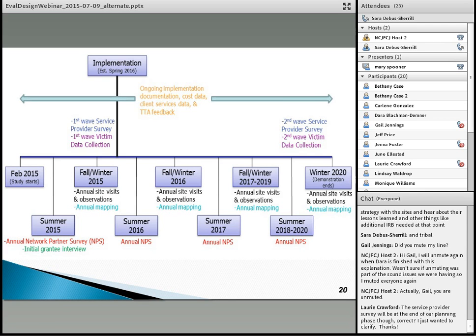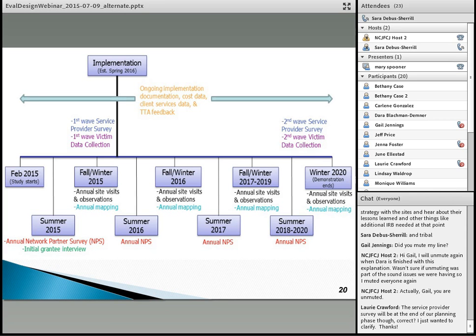But if you look at this, you can see there's pre-implementation and then there's post-implementation. In the orange here at the top, you see there are some things that are ongoing throughout. So there's ongoing implementation documentation, including pre-implementation activities, cost data, the administrative client services data, and then the TTA feedback that we would be trying to gather throughout. Then we have some things that are these two time points. So you see in the blue and purple below this, there's the first wave of the service provider survey and the first wave of the victim data collection. And then towards the right here, you see there's that second wave of both of those at the end of the project. And then along the bottom, these are things that happen on a more routine basis throughout.